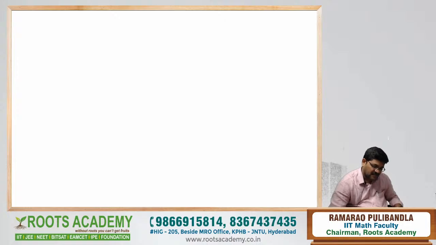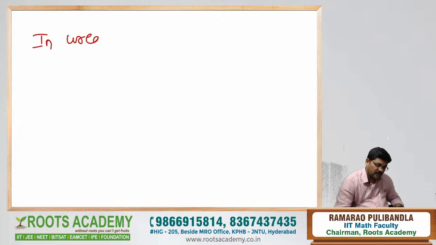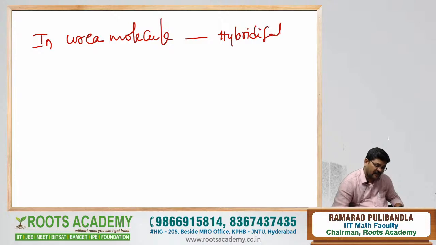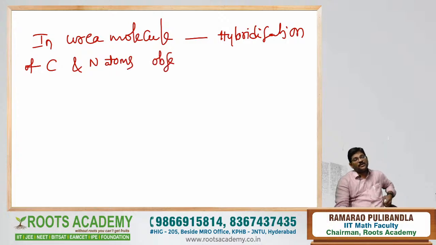Regarding the next example, in urea molecule, dash is the hybridization. This was given in the examination of the APMT. In urea molecule, dash is the hybridization of the carbon and nitrogen atoms observed. One of the beautiful bits, Nana.